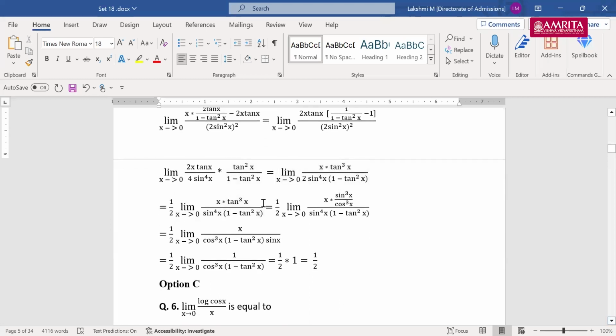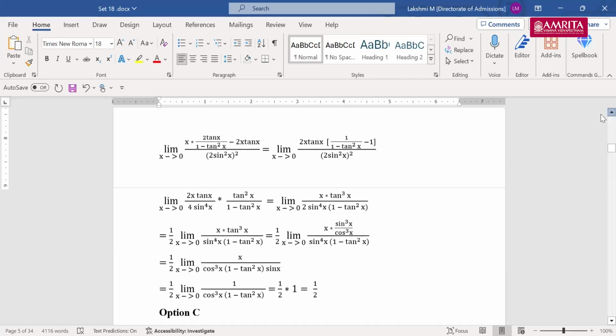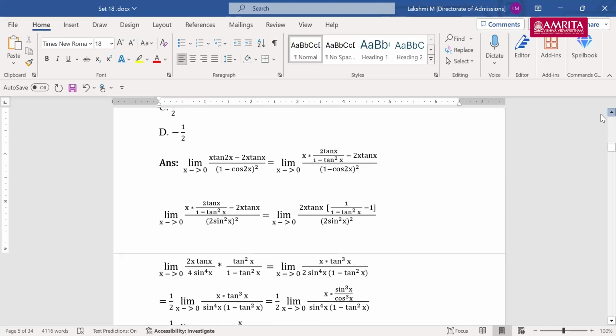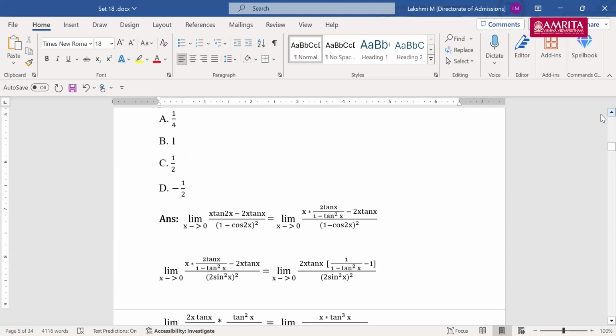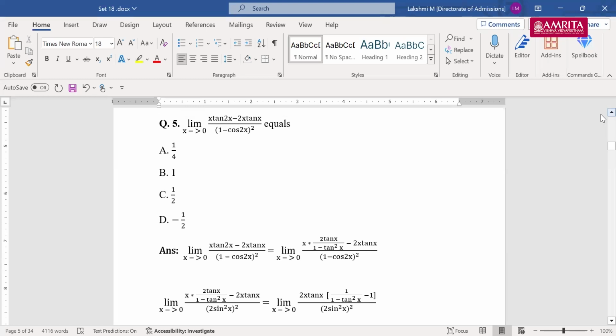Here I have x tan cube x, sine raised to 4x, the 2 I have taken outside, and 1 minus tan square x. If I'm writing sine and cos, both the sine terms will get cancelled and this will be 1 by sine x. So even if it is sine x by x or x by sine x, it's 1. Then cos cube x into 1 minus tan square x. So when we are substituting for these terms, all of them become 1. So you have the answer as 1 by 2, which is option C. You have to reduce all the terms and it should not be in 0 by 0 form. That's what you have to be thinking when you're solving the question.